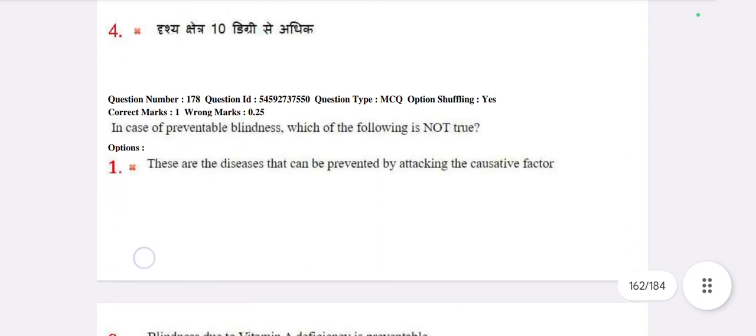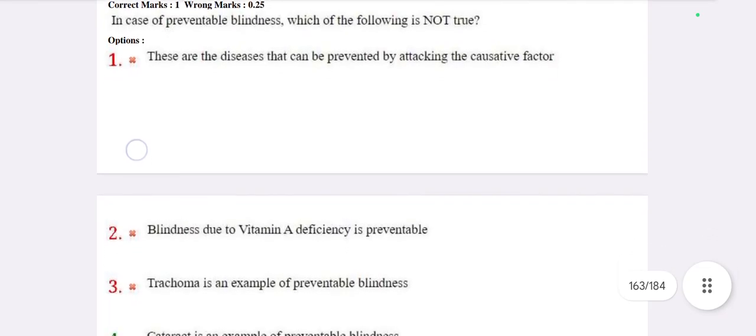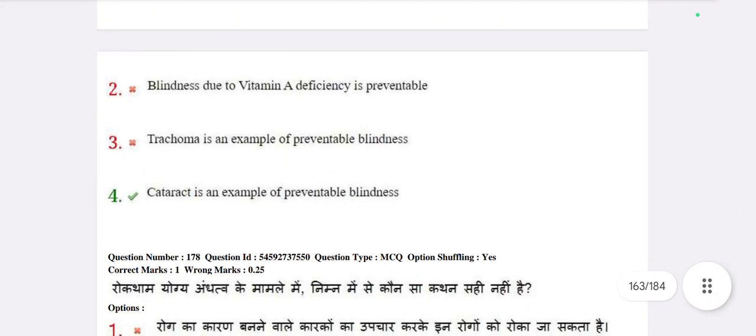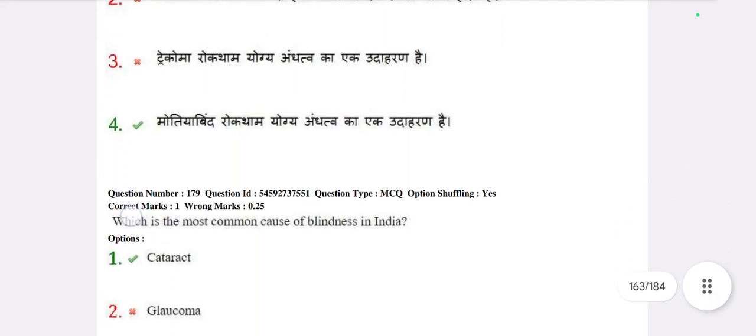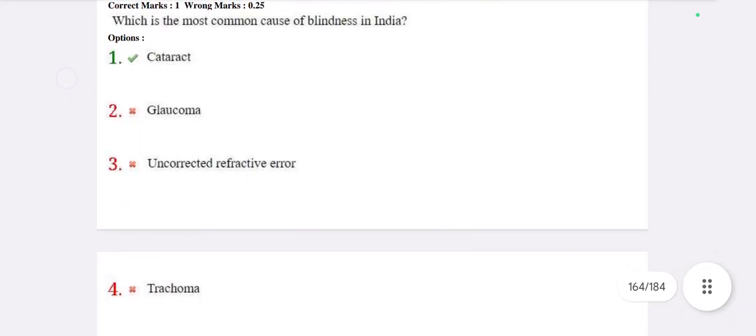Next question is, in case of preventable blindness, which of the following is true? Correct answer is cataract is an example of preventable blindness. Our next question is, which is the most common cause of blindness in India? Options are, first cataract, second glaucoma, third uncorrected refractive error, fourth trachoma. Correct answer is cataract.